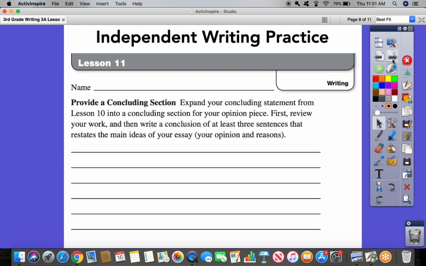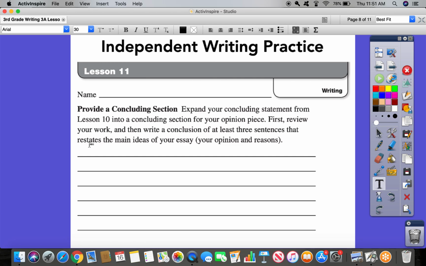In your online writing journal in Google Docs, under Lesson 11, you're going to type in a concluding section. You're going to expand, that means add on to, your concluding statement from Lesson 10 into a concluding section for your opinion piece. First, review your work, so you have to go back and read what you typed in Lesson 10, then write a conclusion of at least 3 sentences that restates the main ideas of your essay, so your opinion and reasons. Usually one way that we start a conclusion, I'll give you a sentence starter, say, in conclusion, and then you would list your reasons.